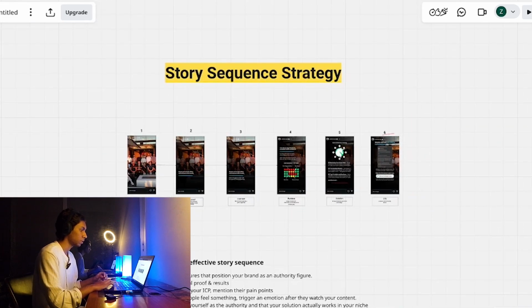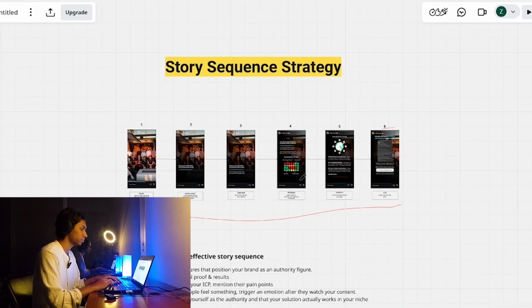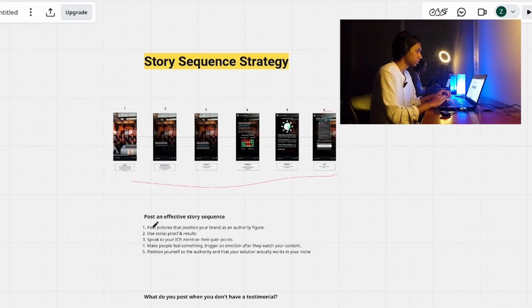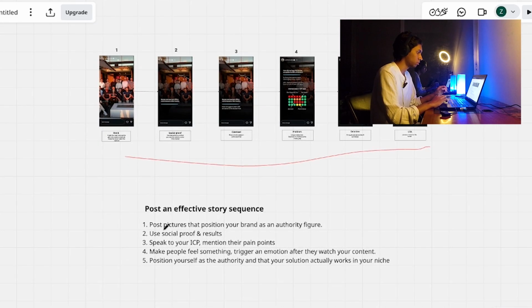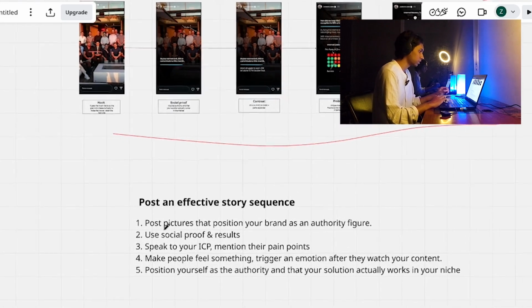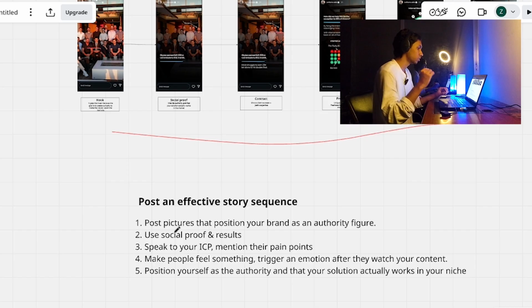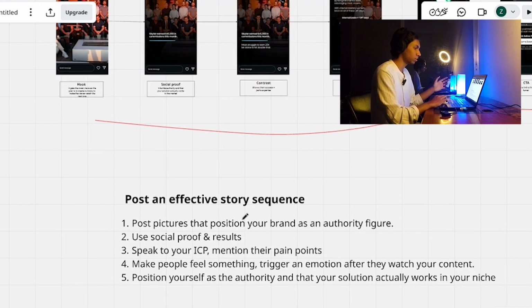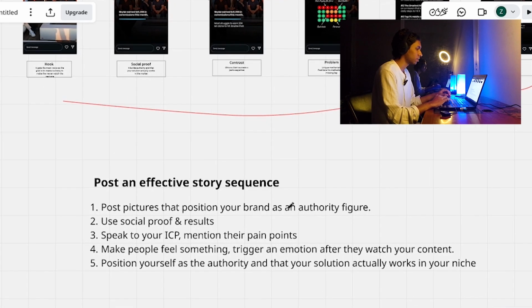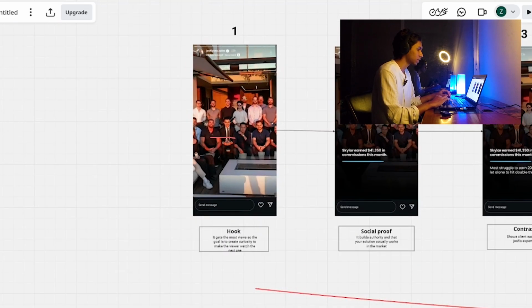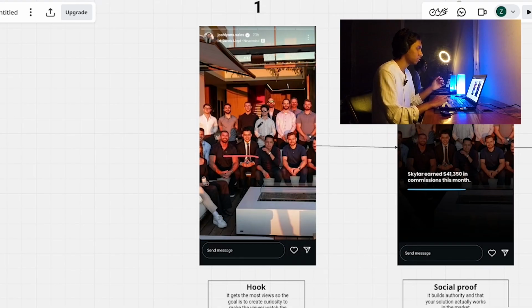So this is a very good example of a story sequence structure. Let's look at some of the rules you have to follow while implementing story sequences. Number one is post pictures that position your brand as an authority figure. You can't just post a random photo of your face or food, right? That's not an authority figure. Look at how he uses an insanely high credibility photo, like in his mastermind photo, a photo of his mastermind, right?